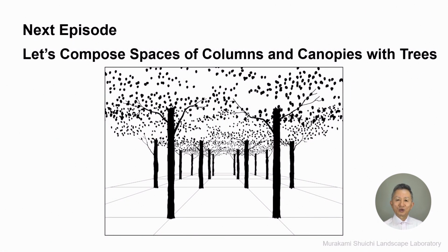In the next episode, we will explore fundamental methods for composing space with trees, drawing inspiration from the work of Dan Kiley, one of the foremost landscape architects of the 20th century. Some of you may have been deeply impressed by magnificent architecture, where a beautifully ordered array of columns supports a graceful canopy above. In a similar way, through the natural process of branching, trees can also create spatial compositions of columns and canopies within the landscape.